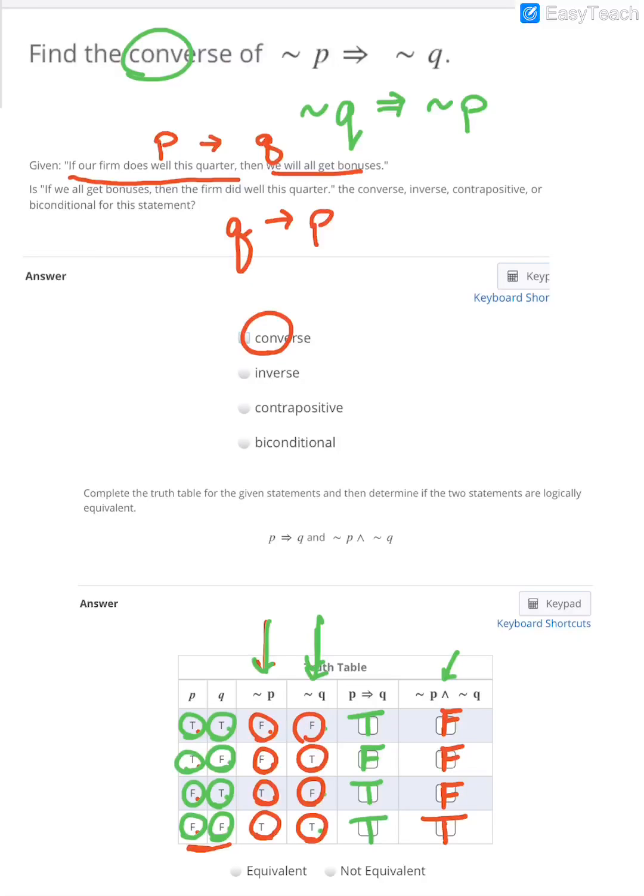Now, in order for these statements to be equivalent, they have to match all the way down the table. If you look, they're not matching on the first row and they're not matching on the third row. So overall, we would say they are not equivalent. They have to match exactly.